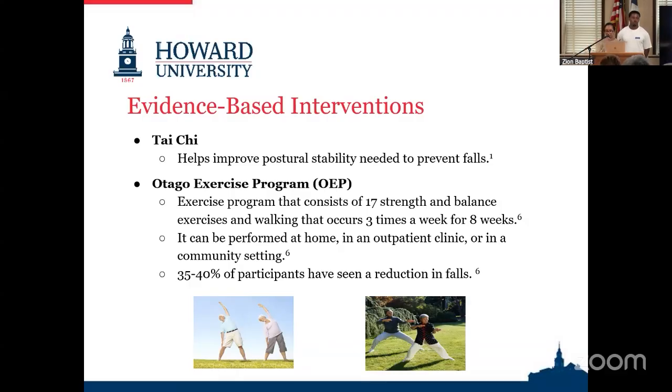Tai Chi is a great way to improve your balance and your postural stability, and a lot of people who have done this have seen a decrease in their falls. Another one is called the Otago exercise program. It was developed in New Zealand by the New Zealand Fall Prevention Research Group, and it also helps reduce your risk of falls. It includes 17 strength and balance exercises, which you do 3 times a week for 8 weeks. You could do it at your house, in an outpatient clinic, or in a community setting as well.